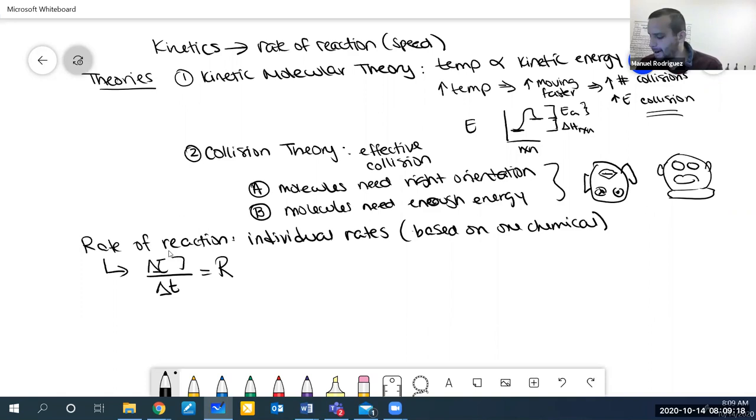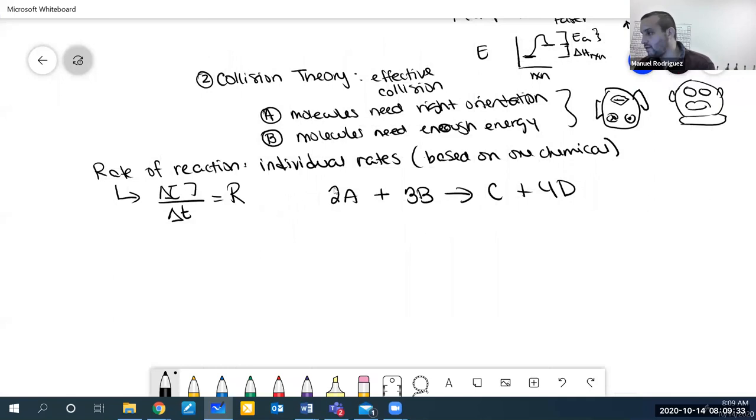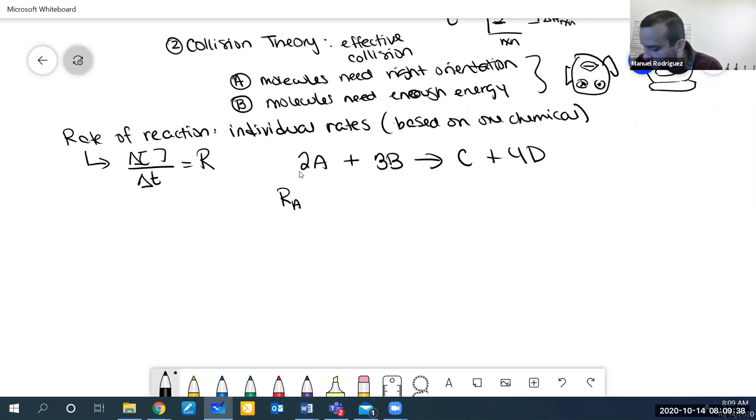So if you have a reaction, let's say you have 2A plus 3B going to C plus 4D. If we have this reaction, technically we can have four different rates. We can have the rate of A, the rate of B, the rate of C, and the rate of D.